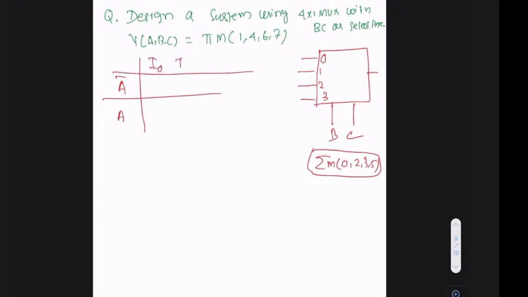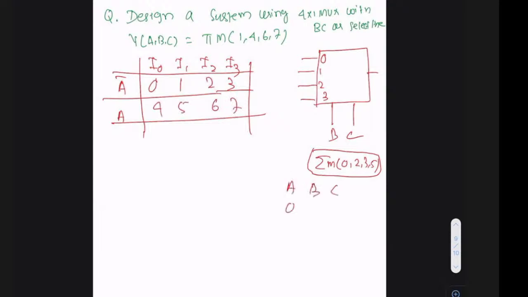Here I'm writing I0, I1, I2, and I3. What numbers will I get from A bar? 0, 1, 2, 3. And here I'll get 4, 5, 6, and 7. Where do these numbers come from? If you write the ABC combinations from 0, 0, 0, then 0, 0, 1, up to 1, 1, 1, the numbers where A is 0 are 0, 1, 2, 3. In the first 4 combinations, A is 0, so in place of A bar I write 0, 1, 2, 3. In the bottom 4 rows, that is 4, 5, 6, 7, A is 1, so I write 4, 5, 6, 7. Okay, so this is the table.